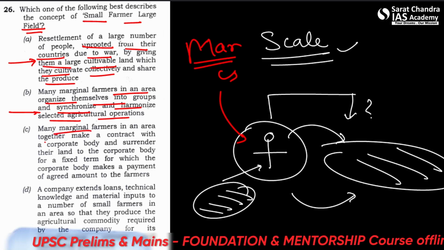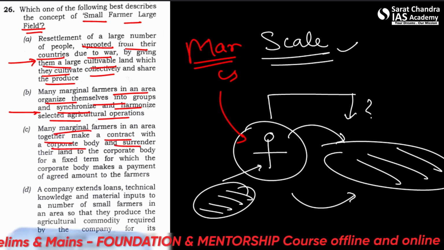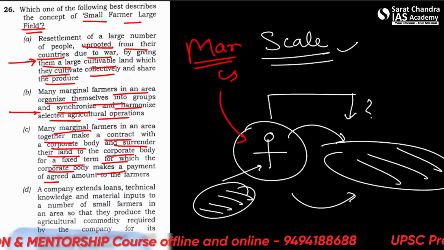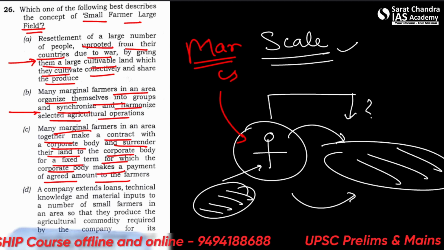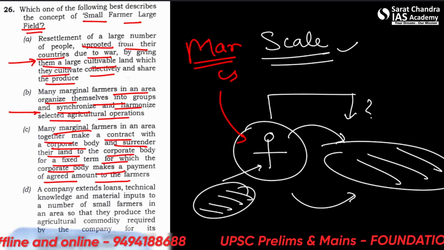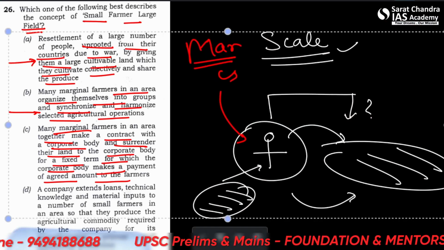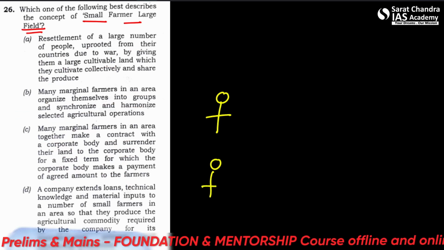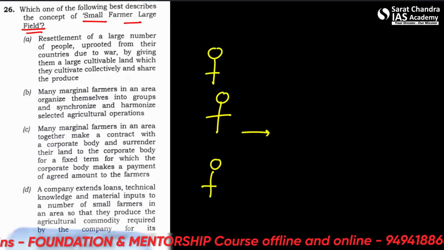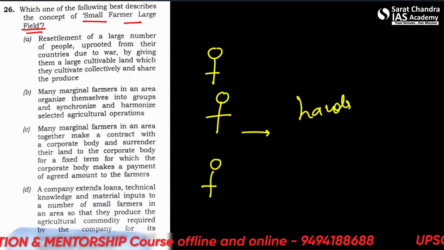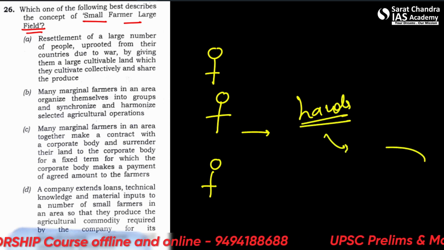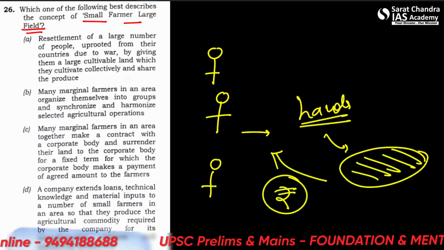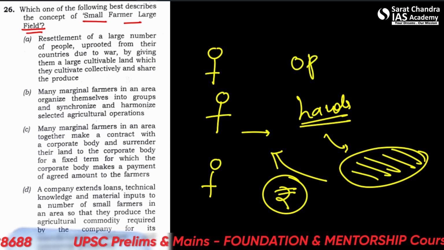Many marginal farmers in an area together make a contract with a corporate body and surrender their land to the corporate body for a fixed term, for which the corporate body makes a payment of an agreed amount to the farmer. So I don't think this is a viable concept. If you are basically selling your land or giving it on rent, then what's happening? Nothing is happening. Let's say many small farmers give their lands on sale for a short term or long term to the company and take money in exchange of that. So this doesn't sit too well with the options.